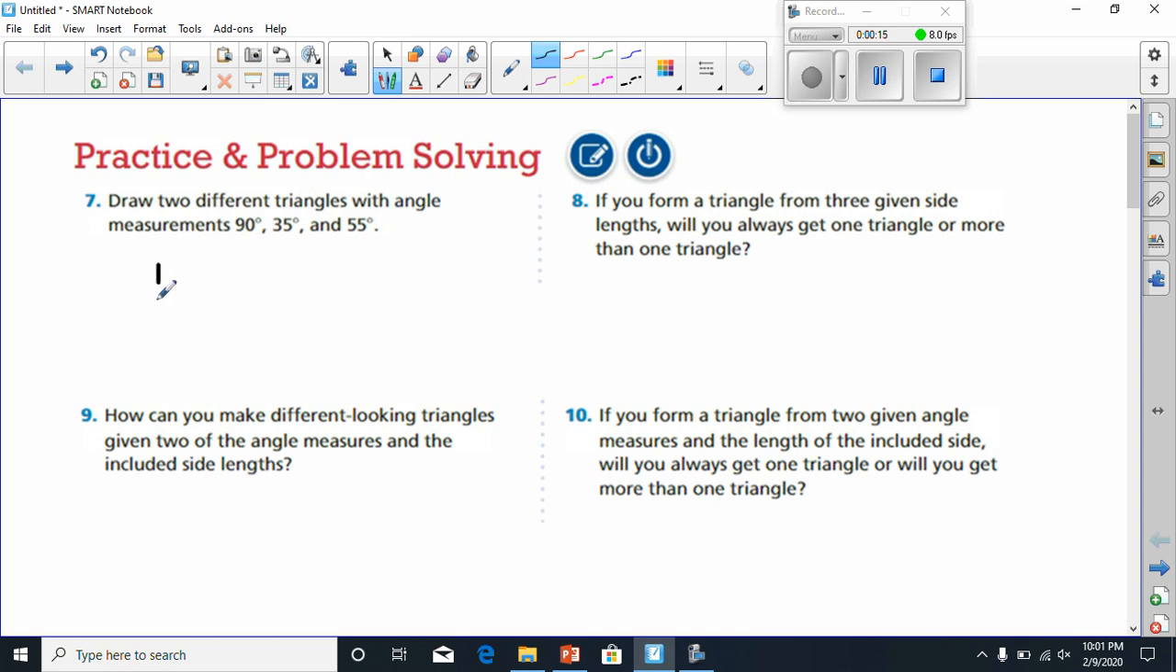Well, as I remember, 90-degree angles are right angles. And then we could have, when it comes like this, we could say this is 35. And this is 55.